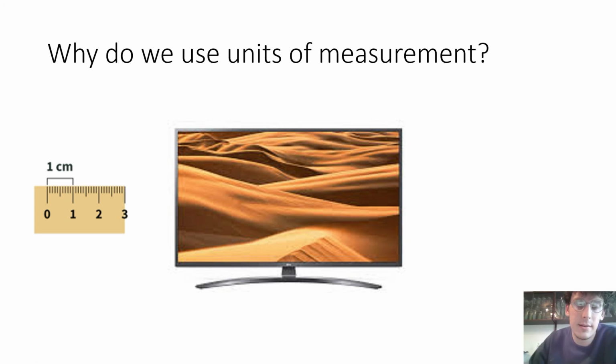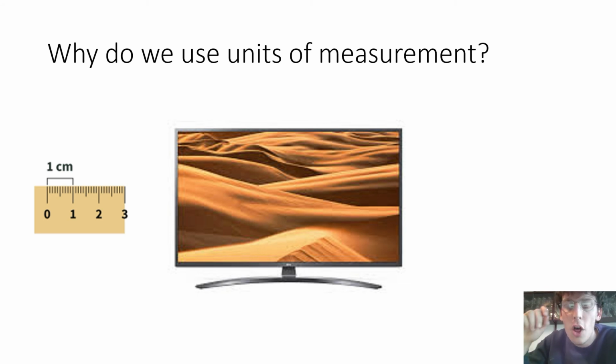But if I was to call somebody in Albania and ask them how long their television is, and they told me that it was 1 orange long, I would not know how long that television is. The reason I wouldn't know is because all oranges are different sizes, so I don't know actually how long an orange is. Whereas I know how long a centimeter is, so if someone tells me something's 1 centimeter, I can easily know what it is.